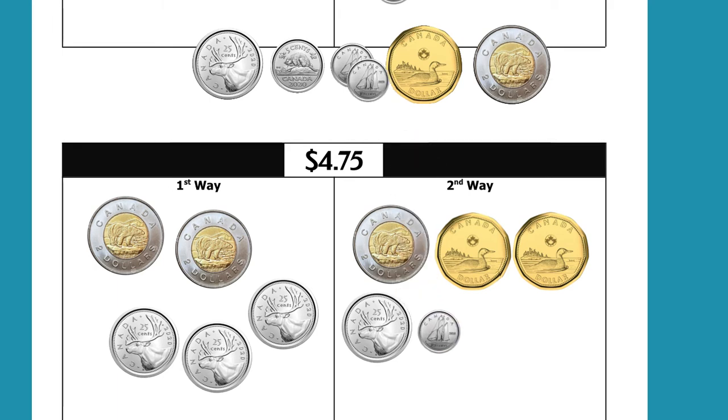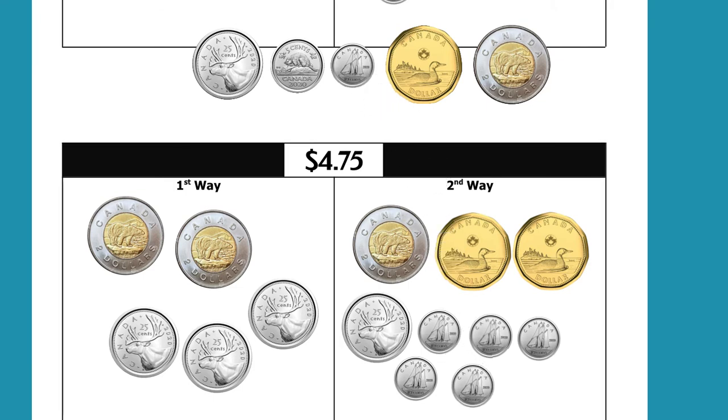Now that's 35, 45, 55, 65, and 75 cents. So again, 2 different ways. The one on the left uses a lot fewer coins, which is a lot more convenient, and then the second way uses some more coins, but they both are going to be the same amount, the same value of $4.75.